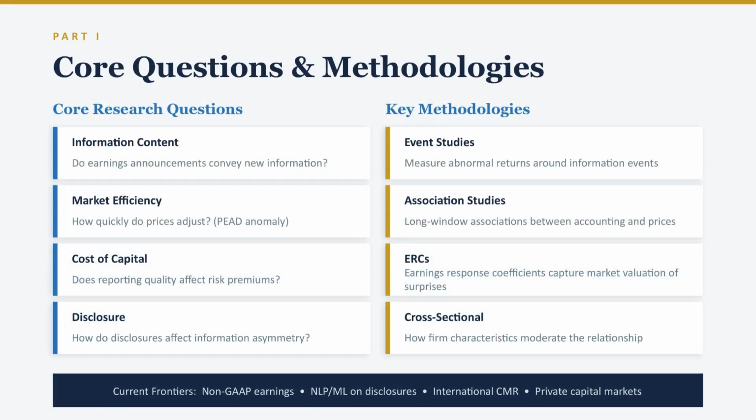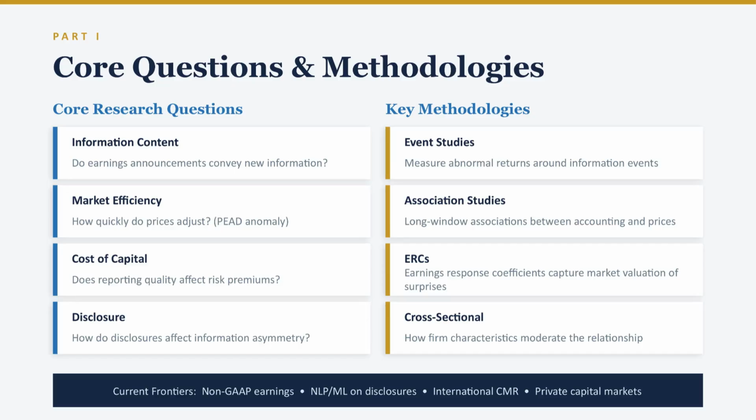Core research questions. 1. Information content. Do earnings announcements convey new information to the market? This is the question Ball and Brown and Beaver addressed, and it remains central to the literature. 2. Market efficiency. How quickly and accurately do prices adjust to accounting information?